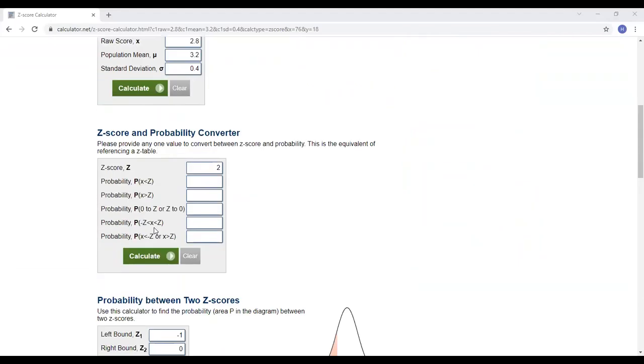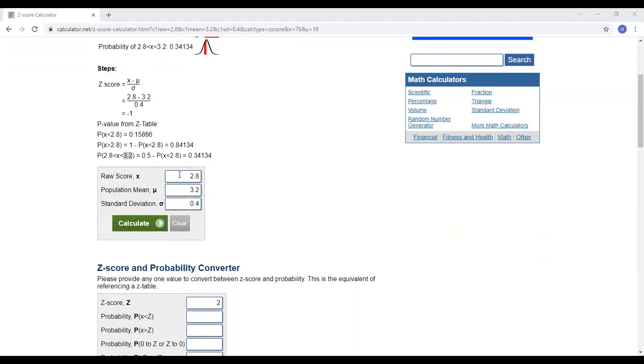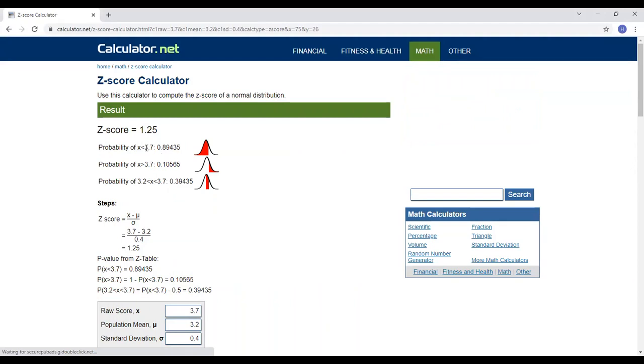So again, I will go back to the website and refresh things. The raw score this time is 3.7. We didn't change anything. It's the same exercise, same mean, and same population. Then we're going to calculate. Here it gives you more of what you need, really. The probability of rides lasting 3.7 hours or more is 0.89435. If you multiply this by 100, you get 89.43% or 44%. And that's what we get in the slides, right?